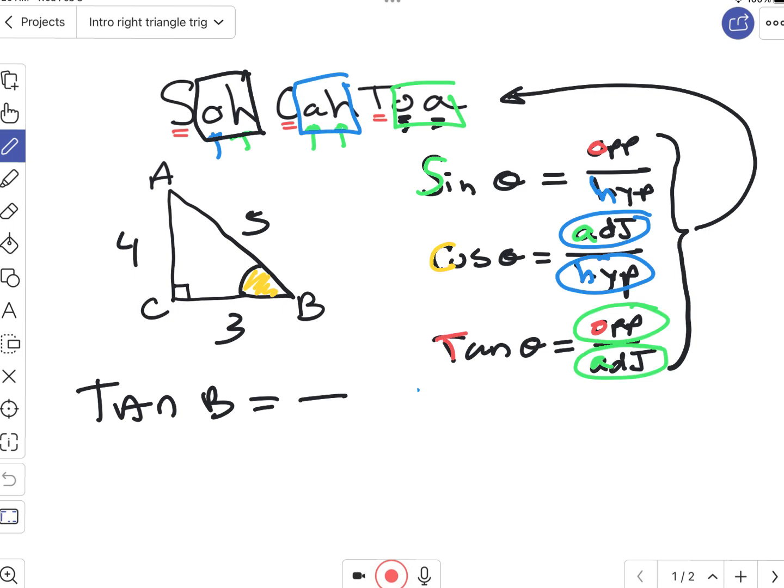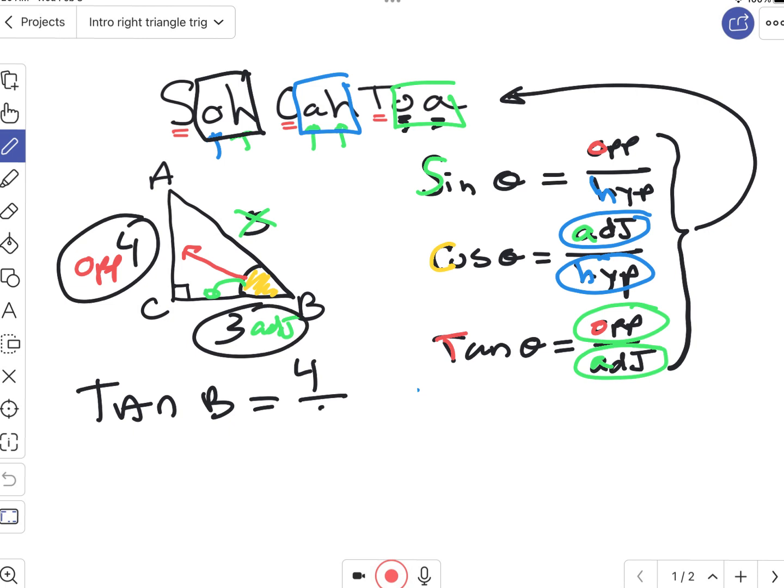So isn't the opposite side of B 4? And isn't what's next to angle B 3? So notice the hypotenuse is not being used in this problem. It says the opposite side goes in the numerator and the adjacent side goes in the denominator. And those are your 3 trig ratios.